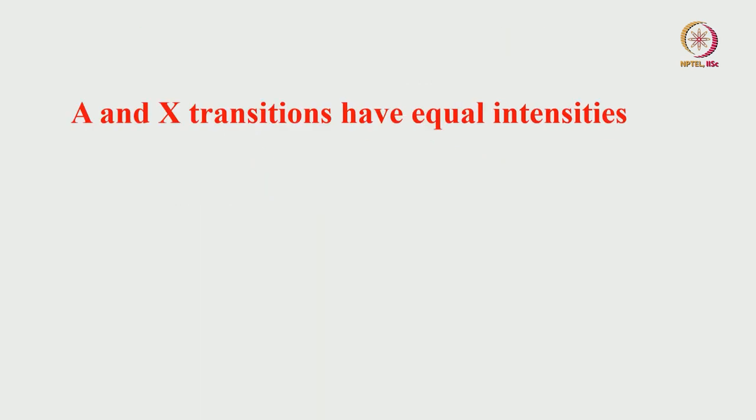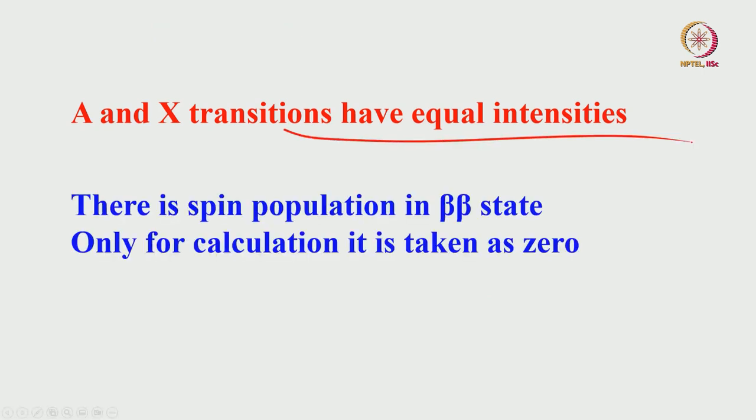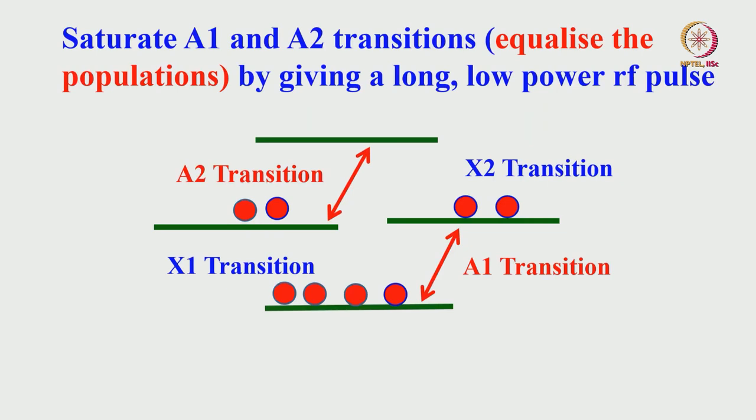Let us see now, after some time we know that A and X transitions have equal intensities, and I told you spins in the beta beta state are there, only for calculation purpose it is taken as 0, never be under the impression there are no spins in the beta beta state. What we will do is, continuing further, I will saturate transitions A1 and A2. I will equalize the population.